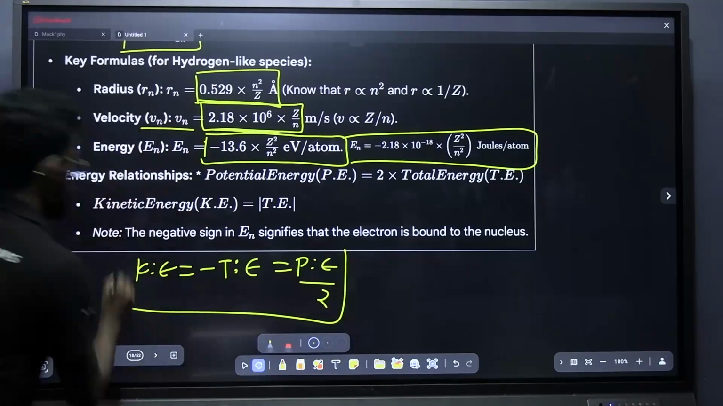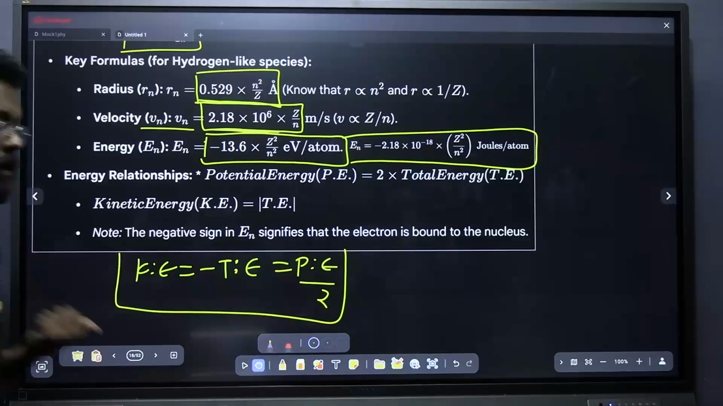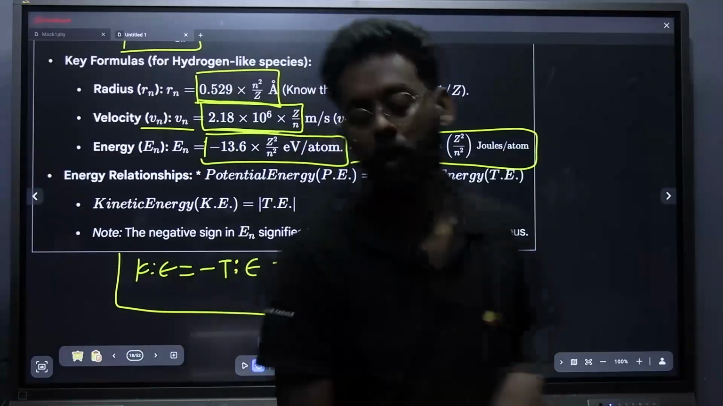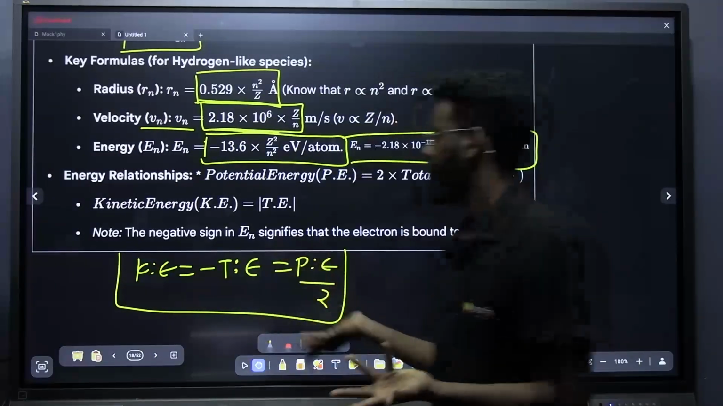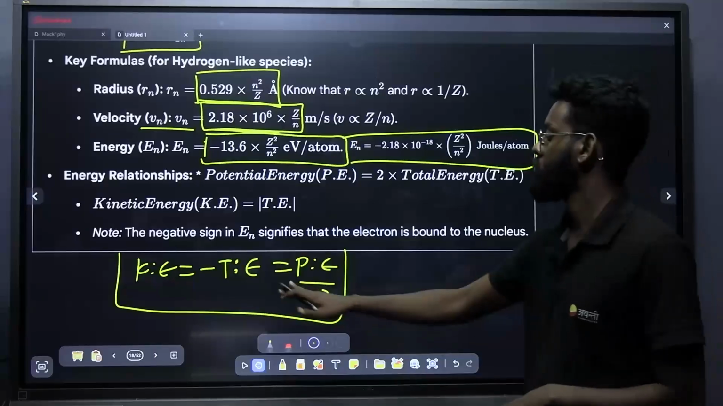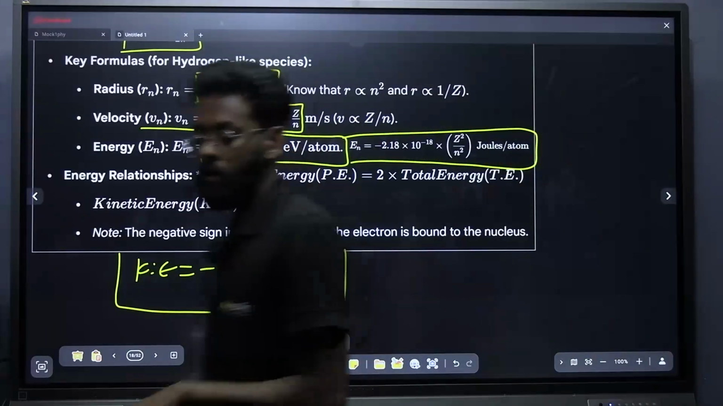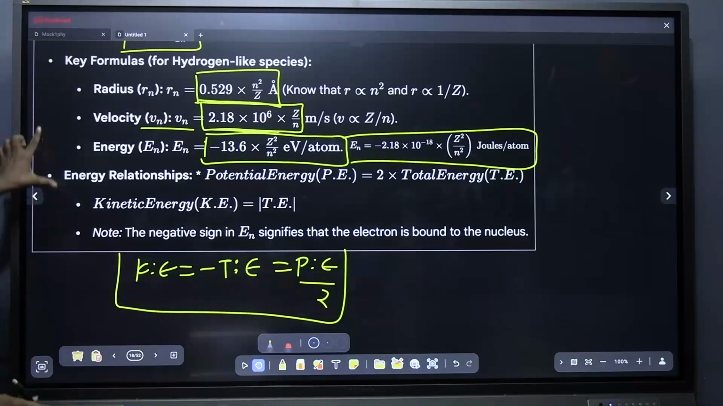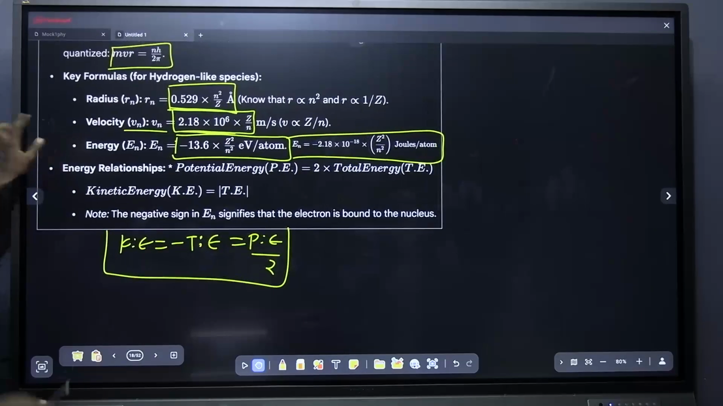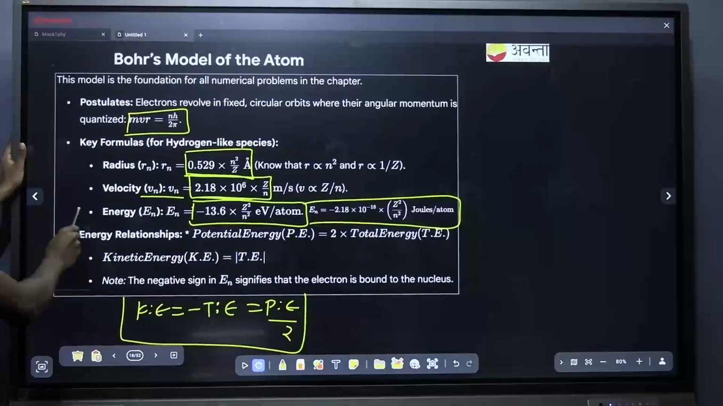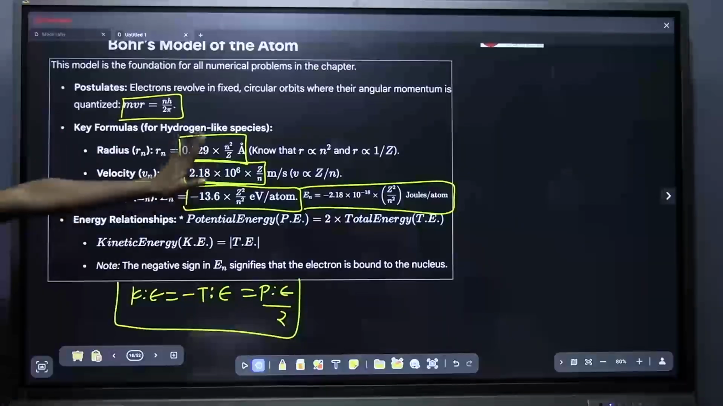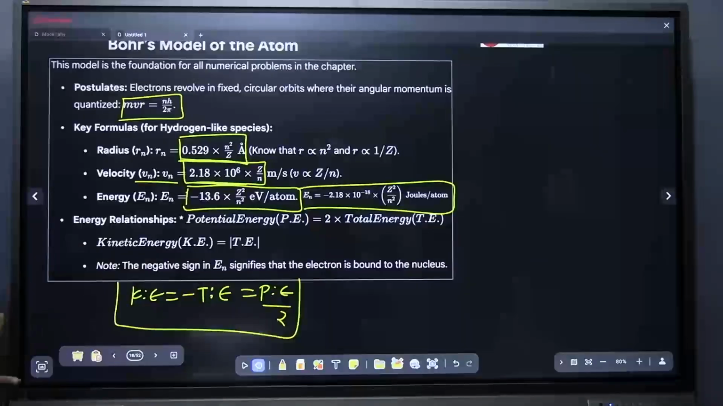This is another one on which a question can come. They will be giving kinetic energy or potential energy, and they can ask what is the potential energy or total energy. So this is the equation, you have to note it down. Done. This is the complete summary of the Bohr atomic model. You can completely trust this equation. No more questions will come beyond this.